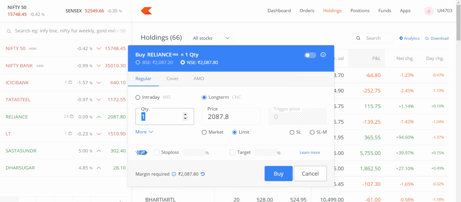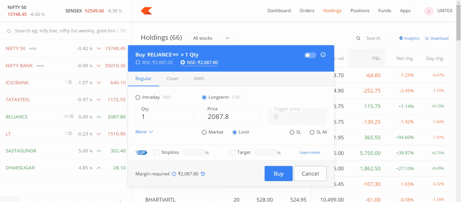Here you can see that if you want to buy in NSE, then it is automatically there, NSE. If you want to buy in BSE, then you have to click on BSE. Then this particular stock will be bought from Bombay Stock Exchange, BSE. So we will click here NSE, National Stock Exchange.